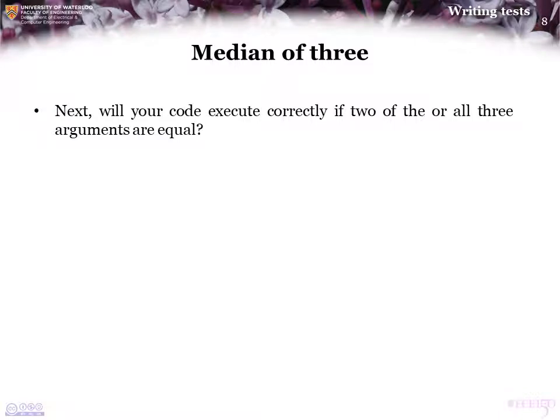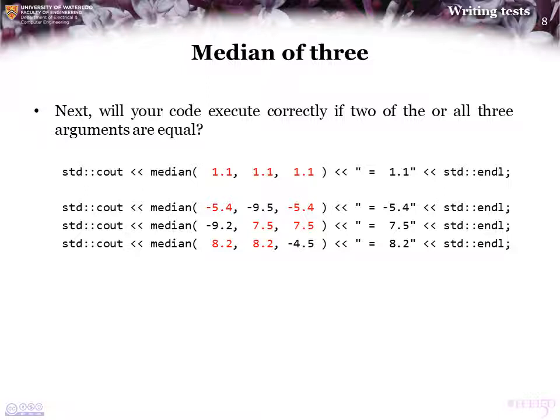Now, what happens if your code is executed when 2 or 3 of the arguments are equal? Well, if 2 or 3 arguments are equal, then the median is the duplicated value. So here's a test where all 3 arguments are equal, and we expect the output to be that value. Here we see 3 different tests where the first and last arguments are equal, then the second and third, and finally the first and second. You will also notice that in all three cases, the odd number out is less than the median.